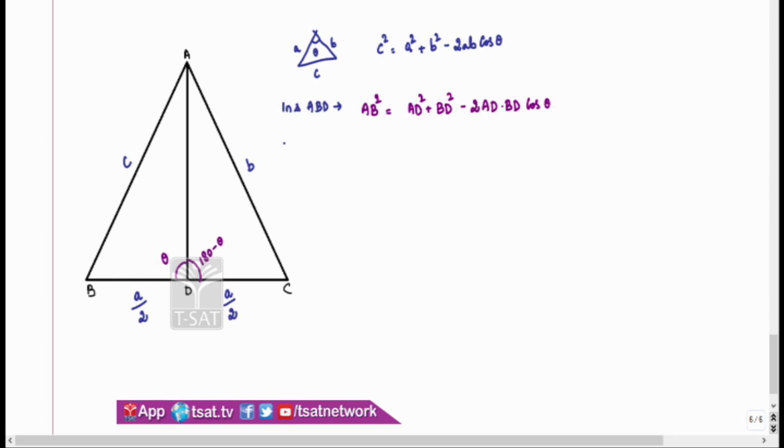Look at it in the same way in triangle ADC. AC square is equal to, same, AD square plus DC square minus 2 into AD into DC cos 180 minus theta.